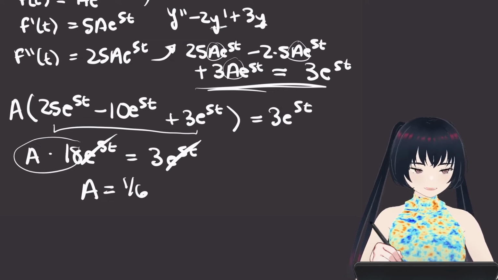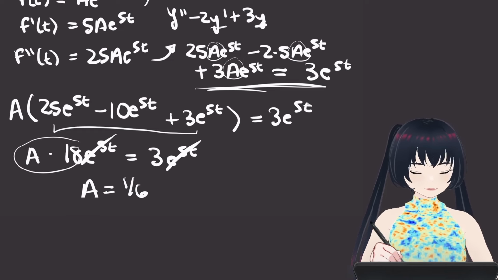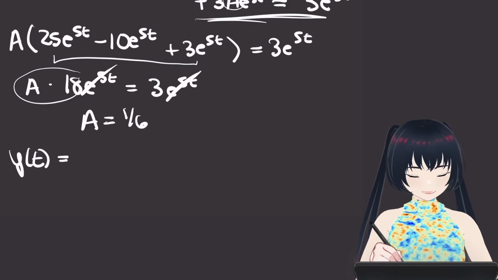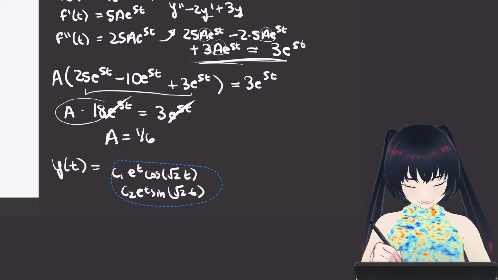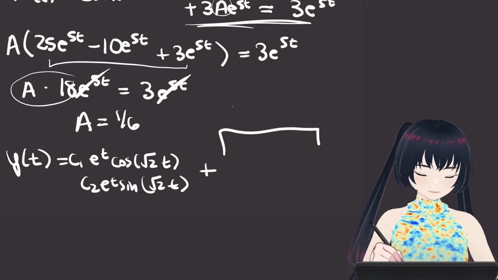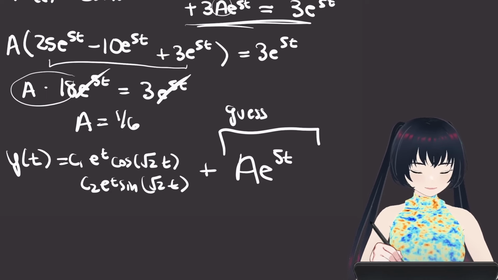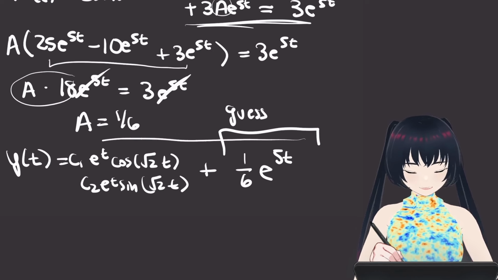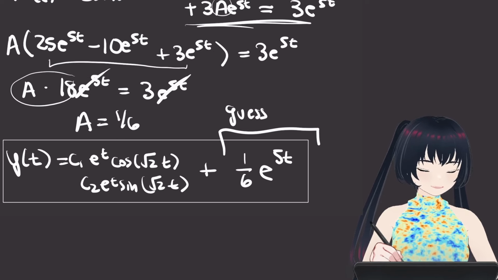Now what do we do with this information? We've finally made a guess, and we figured out what the constant associated with that guess is. Well then, there's no other tricky method. All you need to do now to find the final solution is add the original solution that we got up here, and then you just have to add the guess from the method of undetermined coefficients. We said that was of the form ae to the 5t, but we already solved for a, and a was 1/6. And so our final solution is just what we solved for on the left-hand side plus what we got on the right-hand side.